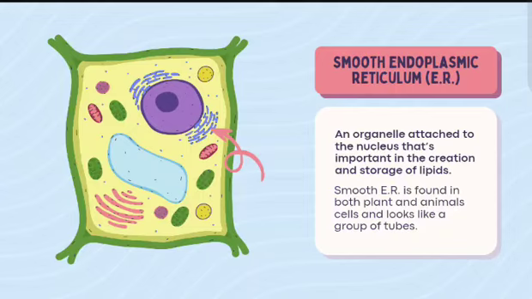So what is this? We will understand now. An organelle attached to the nucleus that is important in the creation and storage of lipids. So it's an organelle which is attached to the nucleus. As you all saw in the plant cell before, there were two things, the nucleus and the nucleolus. So it is attached with that.